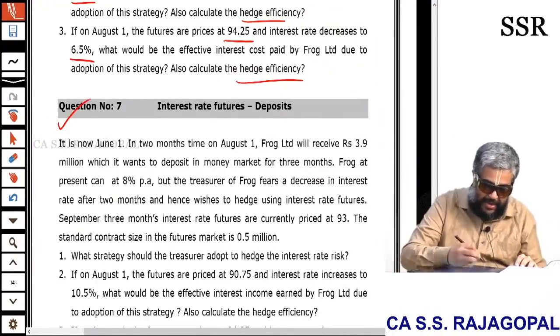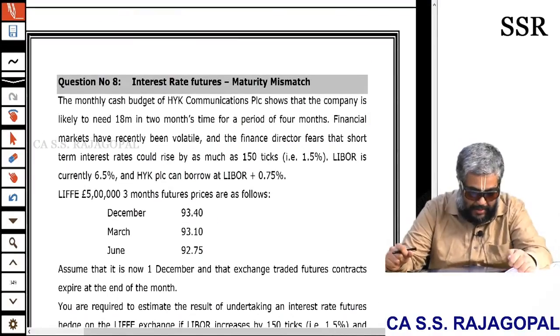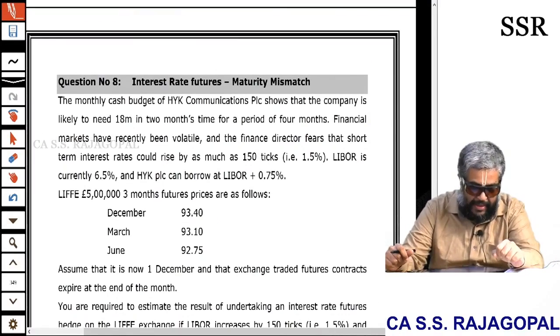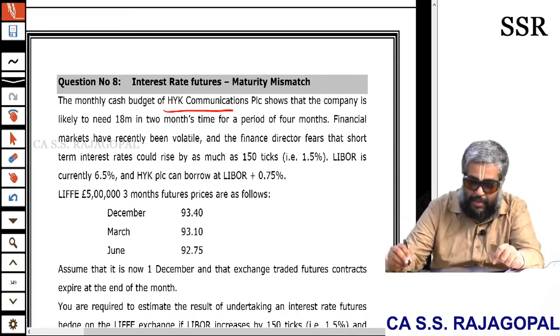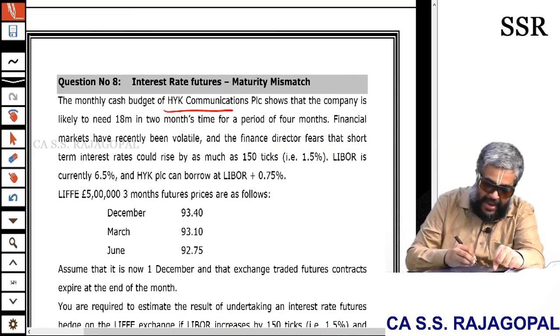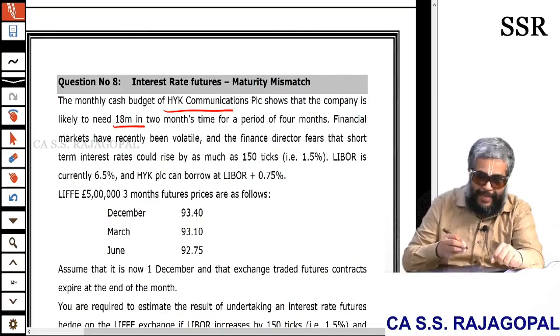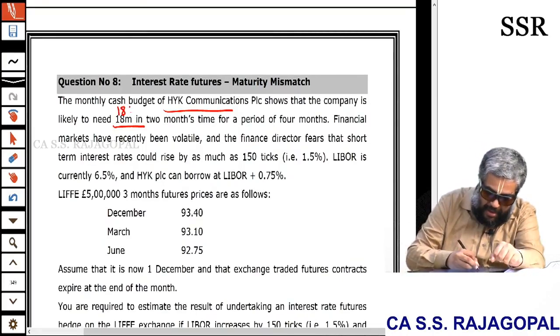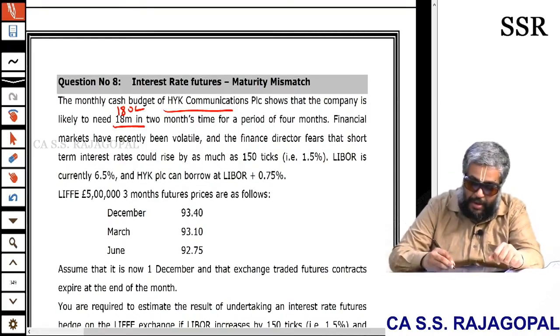6 and 7 have been completed. Take question number 8. The monthly cash budget of HYK Communication PLC shows that the company is likely to need 18 million, 1 million being 10 lakhs, so 18 million is 180 lakhs, in 2 months time for a period of 4 months.